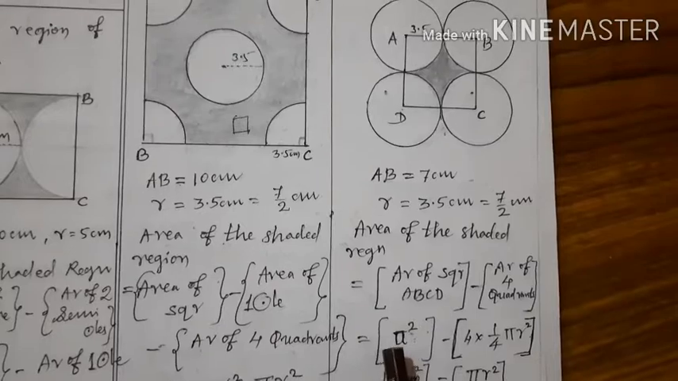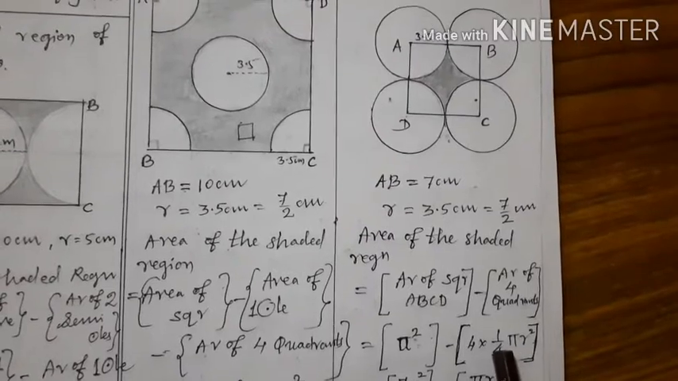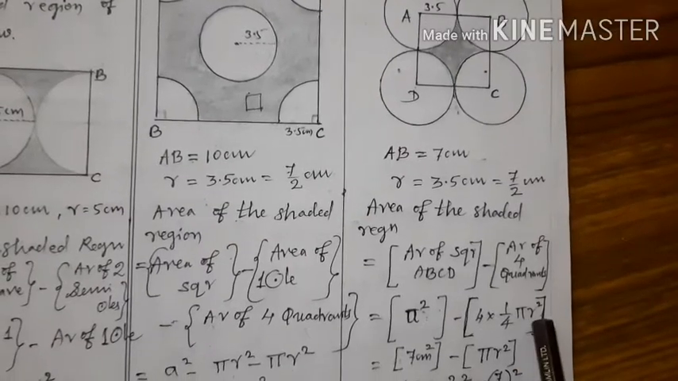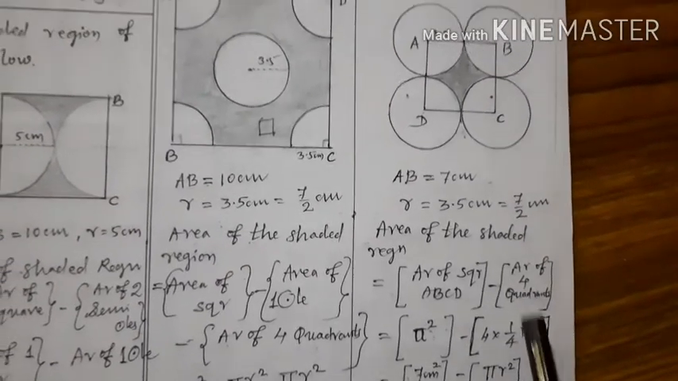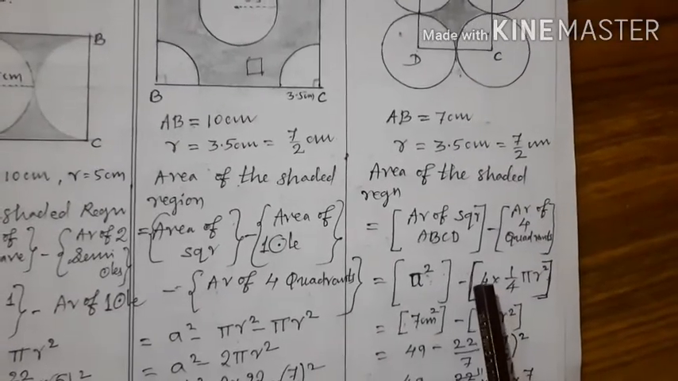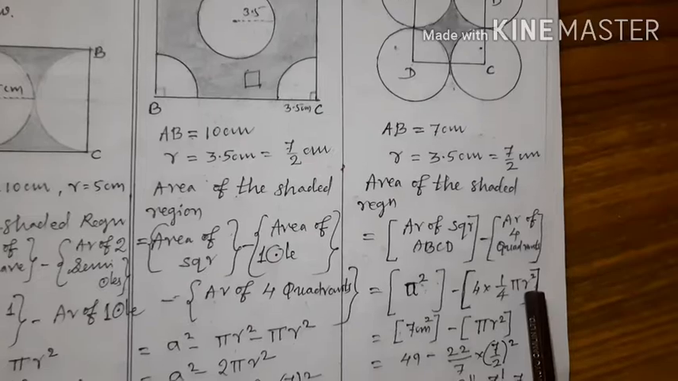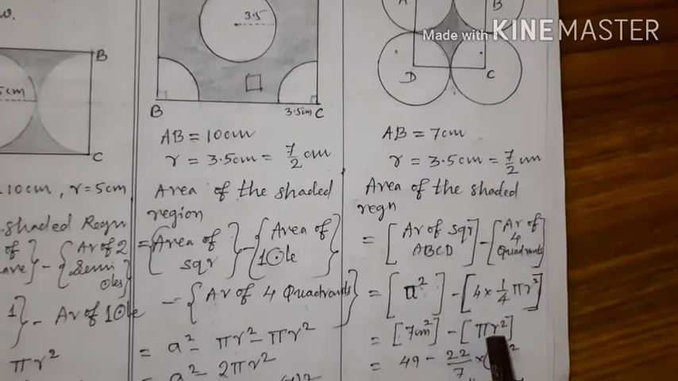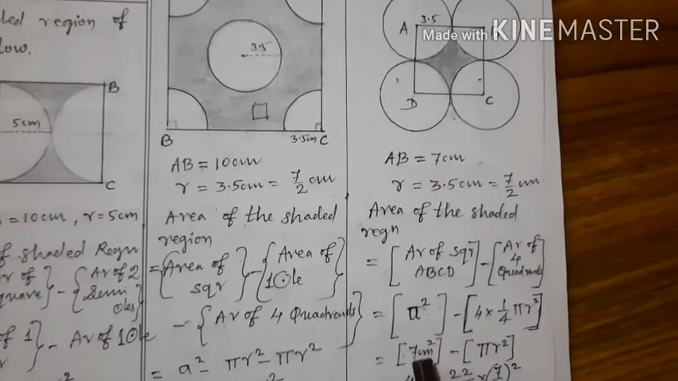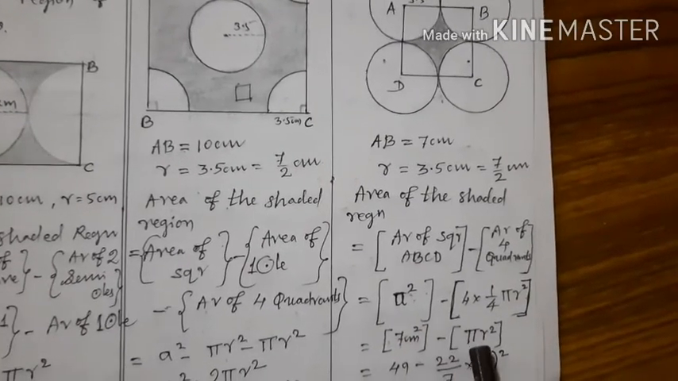Area of square is a square. Then minus area of 4 quadrants. But area of one quadrant is 1/4 of the full circle. So, full circle area is πr square. That is why 1/4 of πr square means only the area of this quadrant. Like that, there are 4 quadrants. Therefore, 4 into 1 by 4 πr square. But here 4 and 4 get cancelled. Therefore, it comes πr square. So, a means 7 centimeter. That's why it is 7 centimeter square minus πr square.